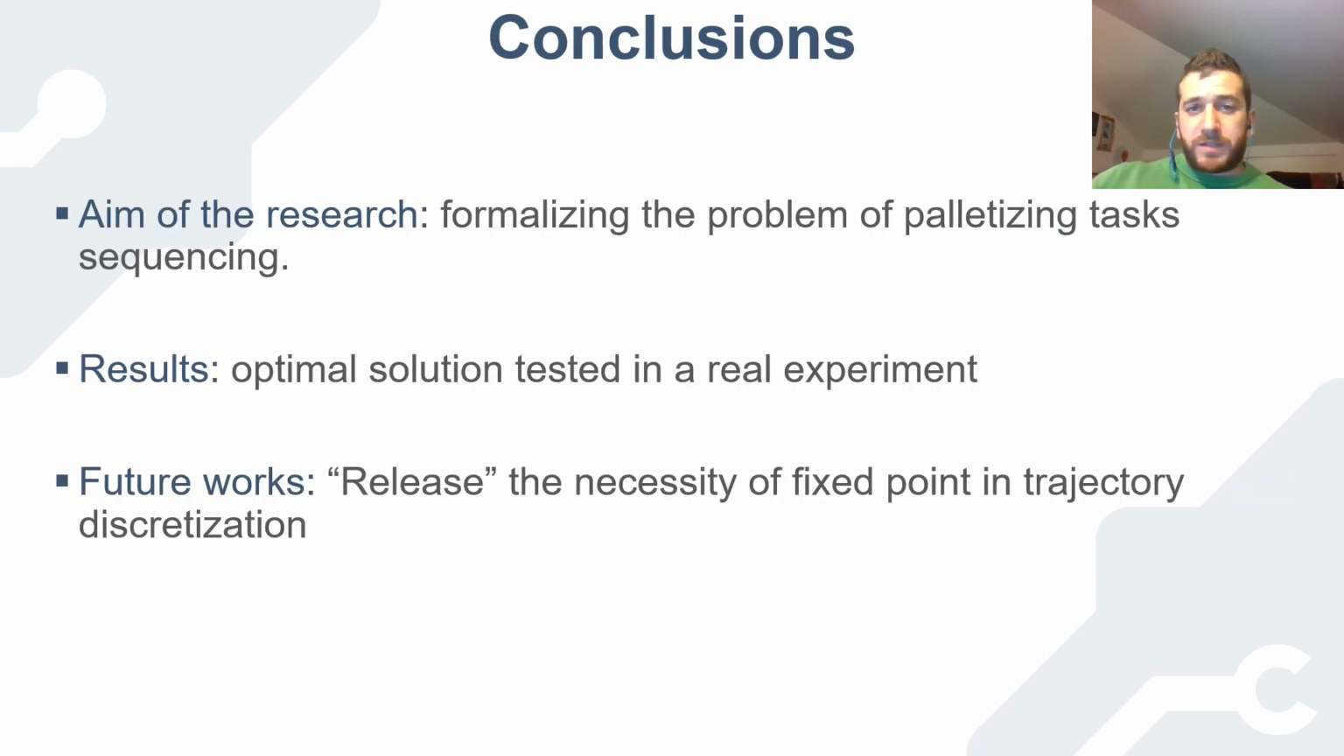This research aims at formalizing the problem of task sequencing of a robotic manipulator that has to palletize objects from a specific storage area to a specific delivery area. The problem is modeled as an integer linear programming problem to minimize the length of the end effector traveled paths. The ILP problem solution is tested by controlling a KUKA KR3, a robotic manipulator. The results show that the proposed approach can be easily applied in real environments.